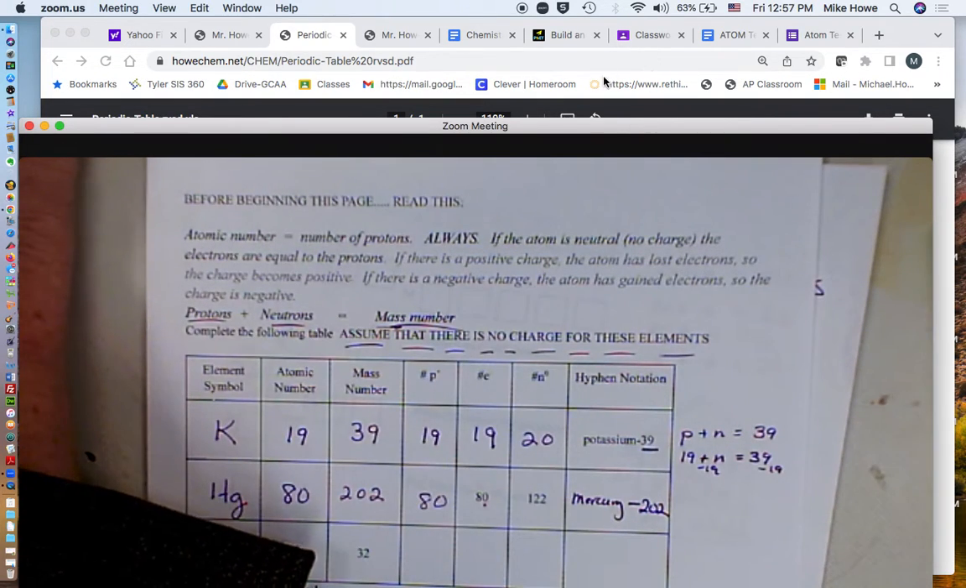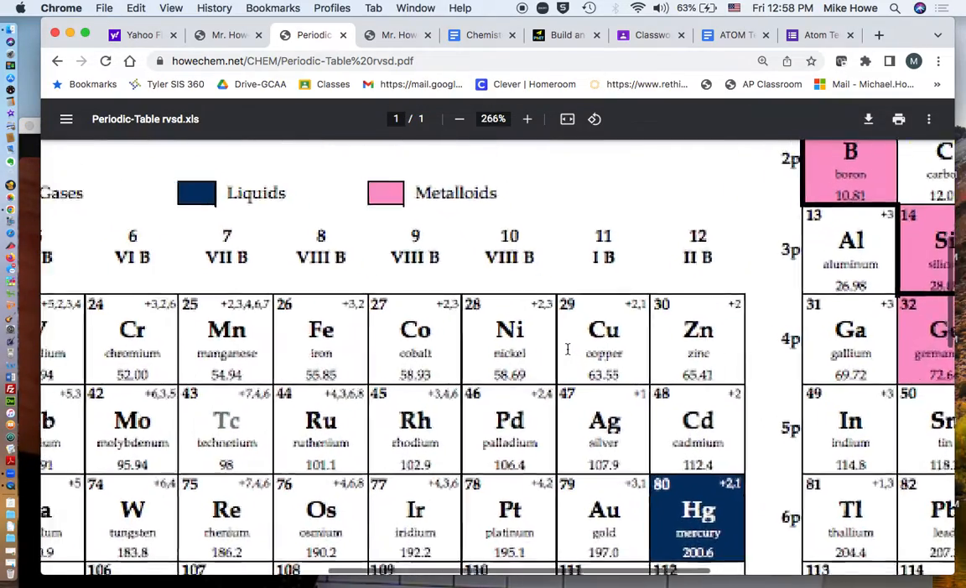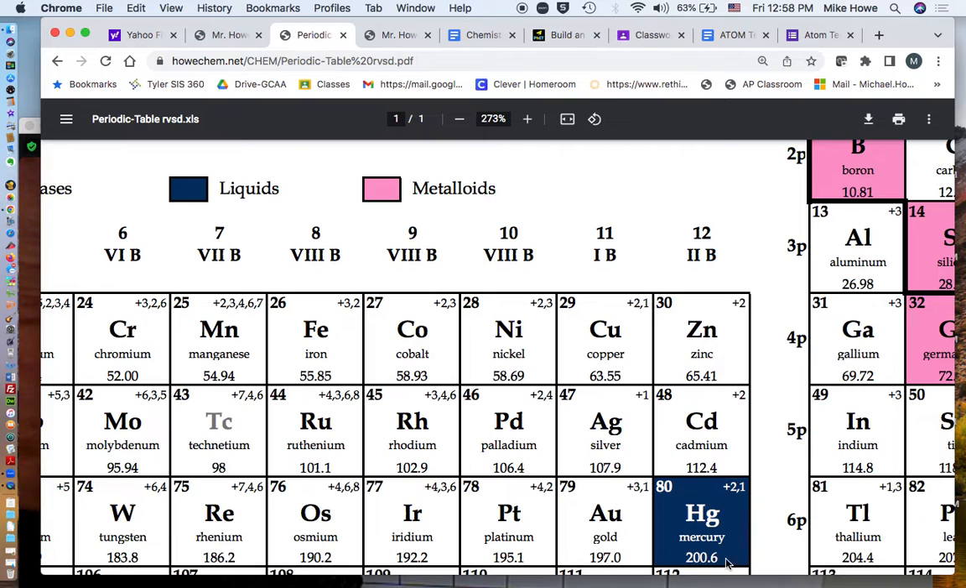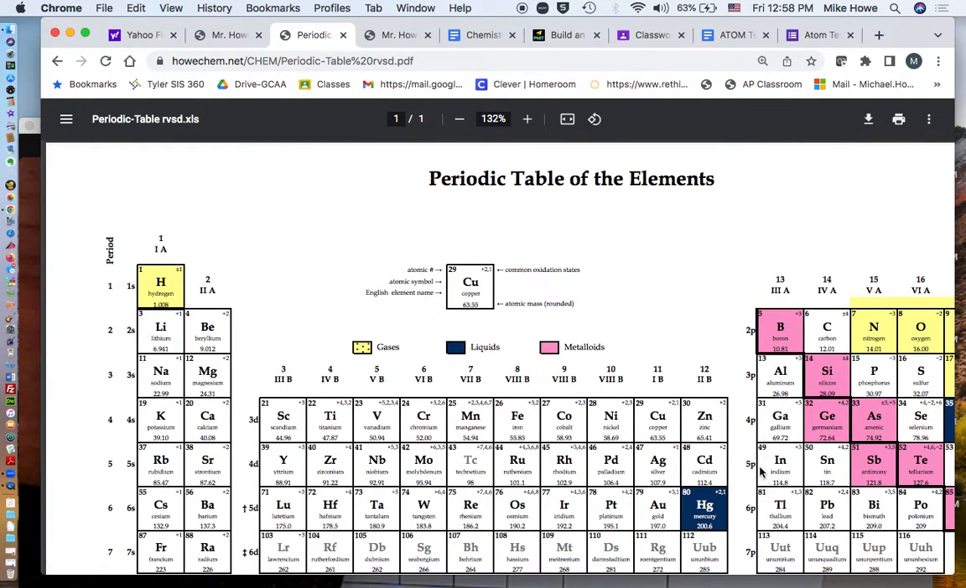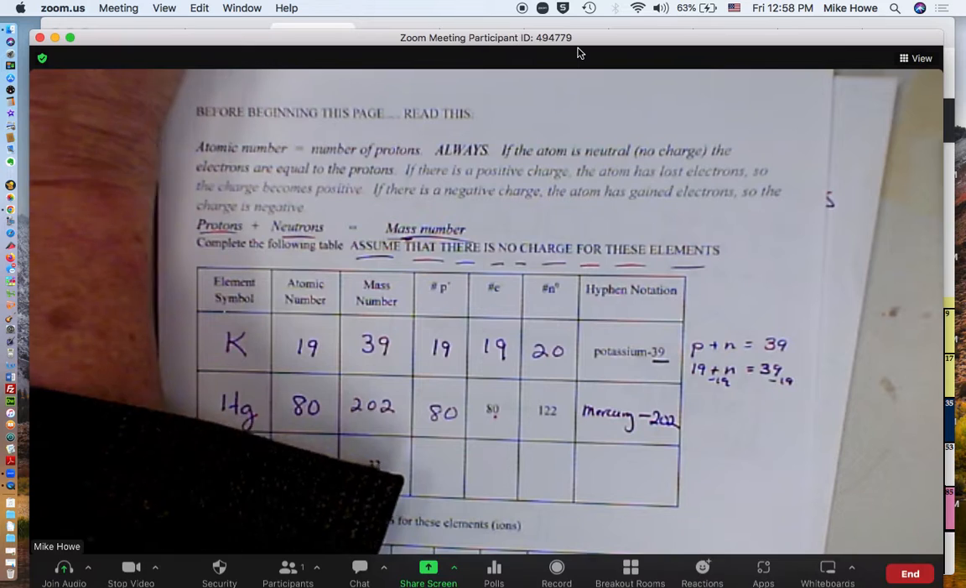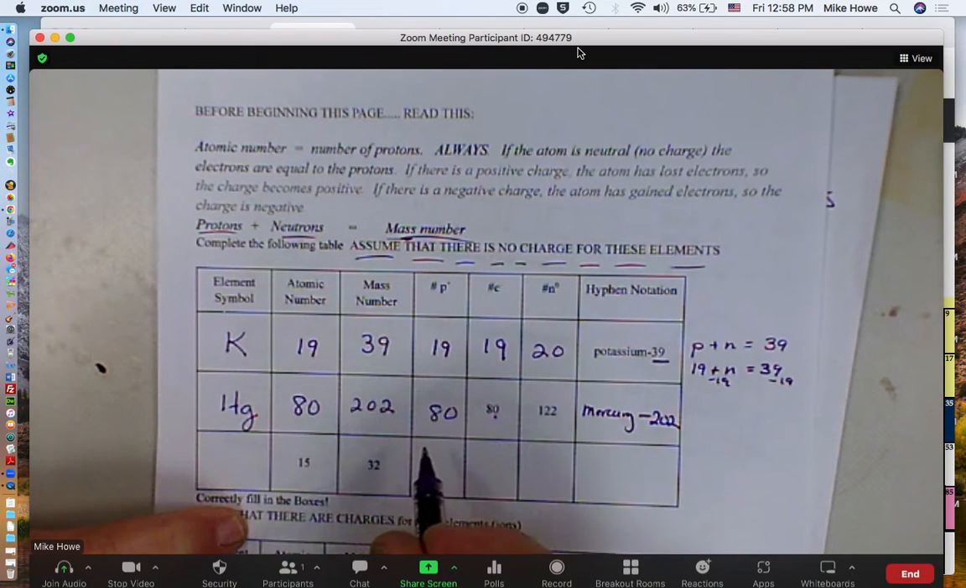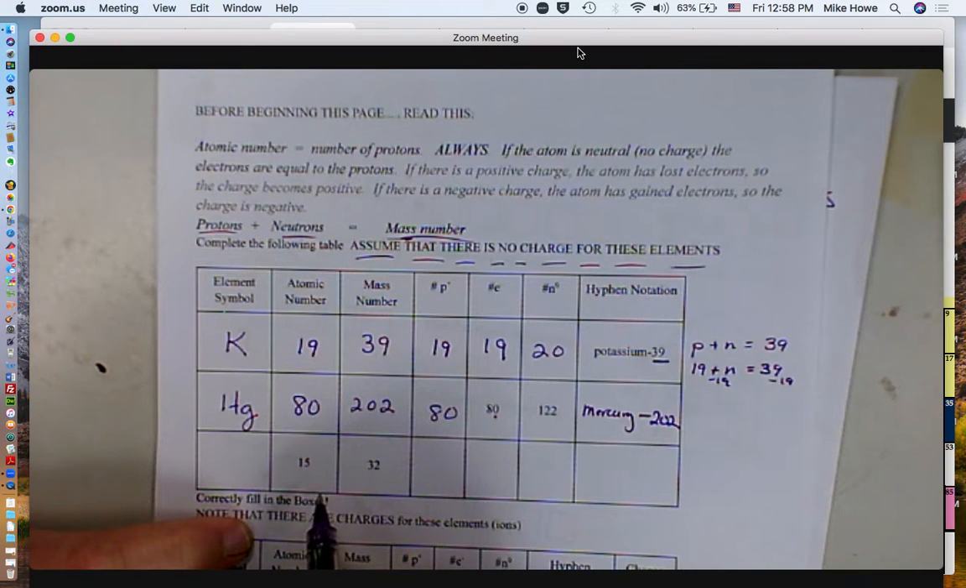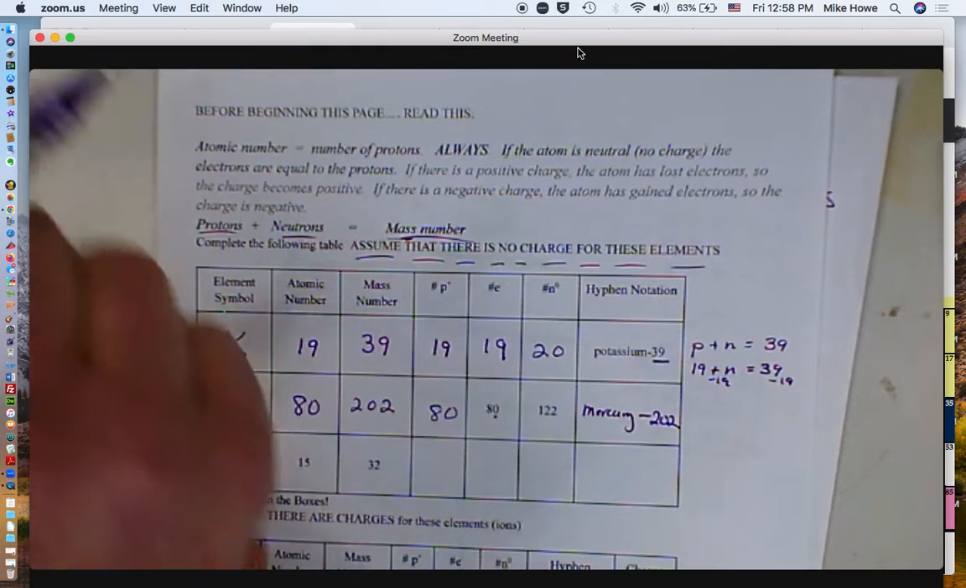I want you to notice that on the periodic table, the mass of mercury is 201. The only thing you can tell for sure by looking at the grid and the periodic table, the only thing the periodic table tells us for sure on this grid is the number of protons.